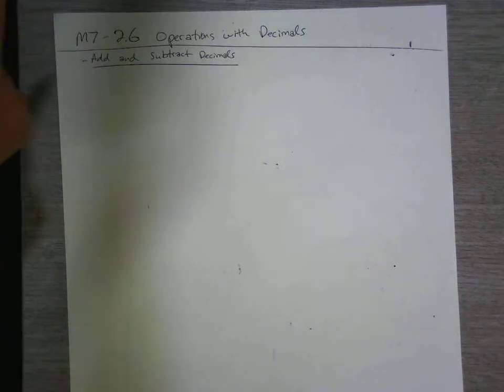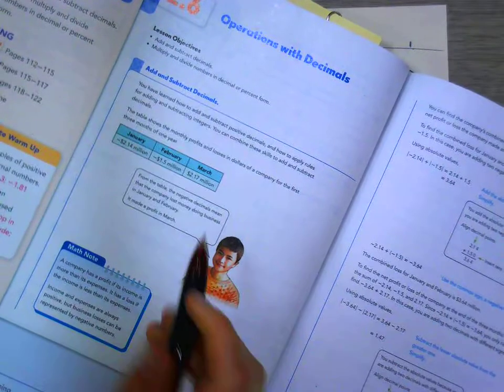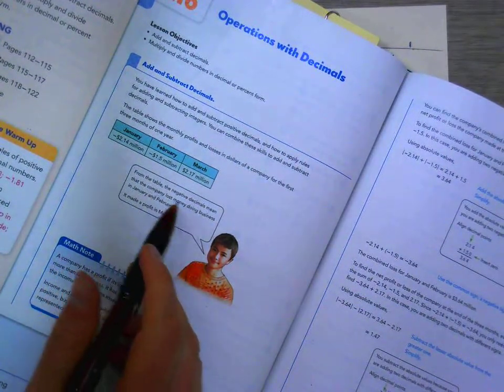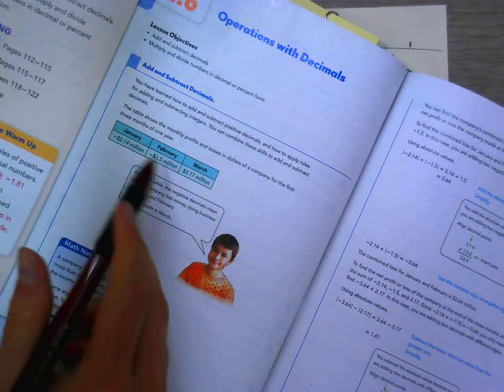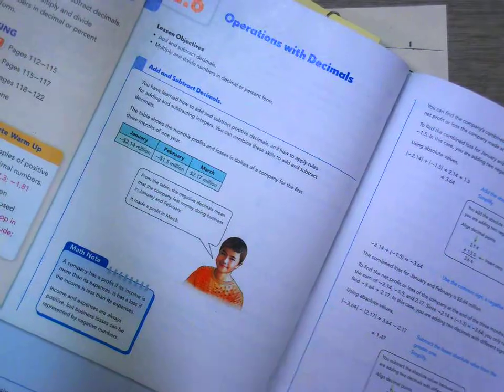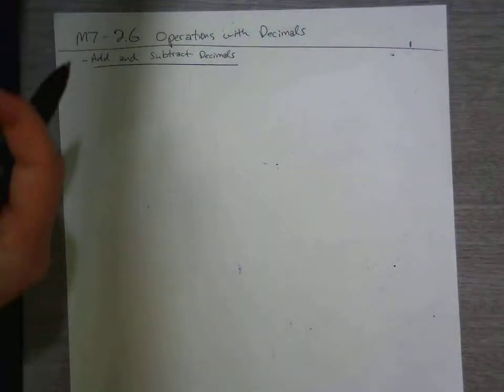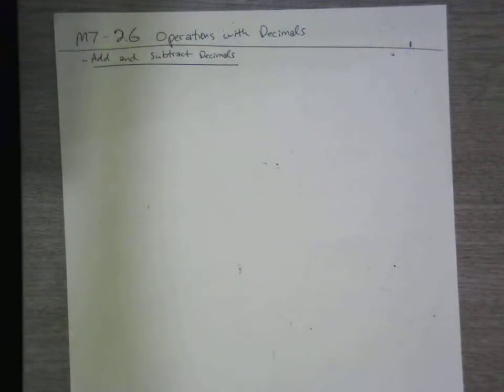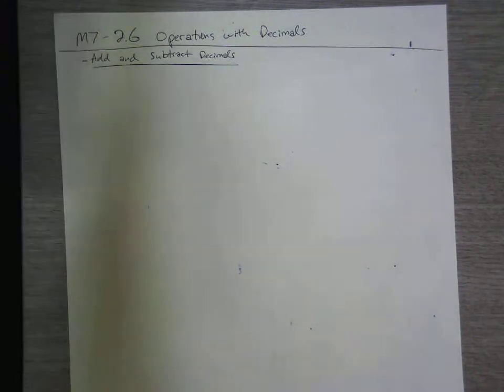So from this table here, you can see the negative decimals mean that the company lost money doing business in January and February. But in March, they made a profit because it's positive. So you can find the company's combined loss for January and February, as well as the net profit or loss made at the end of the 3 months. Basically, we're going to take the negative numbers, subtract them, the positive numbers, and add them.